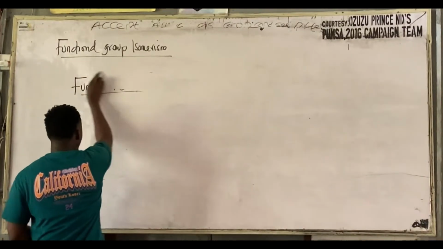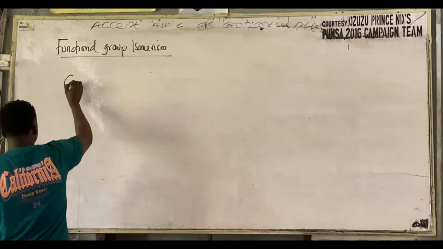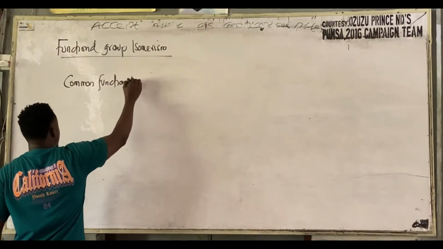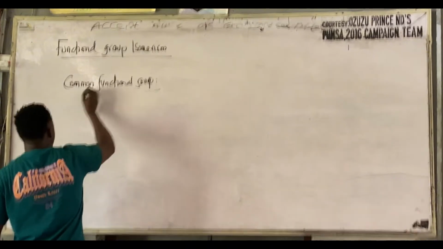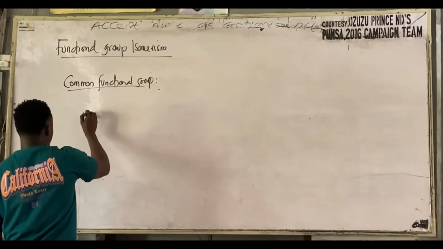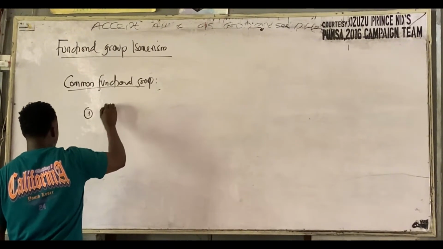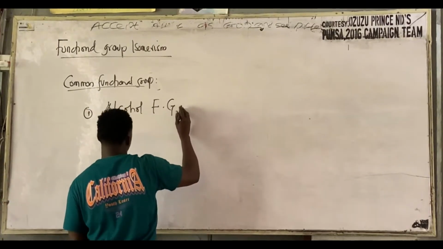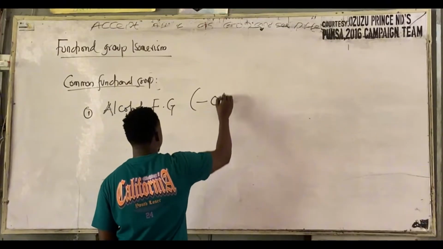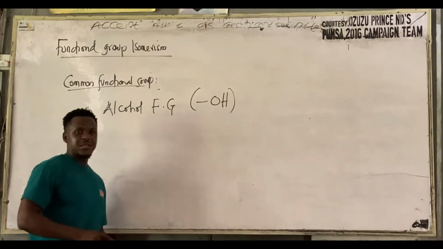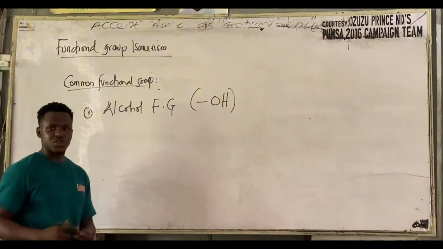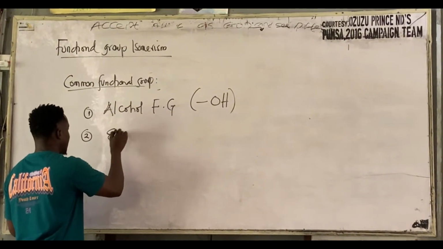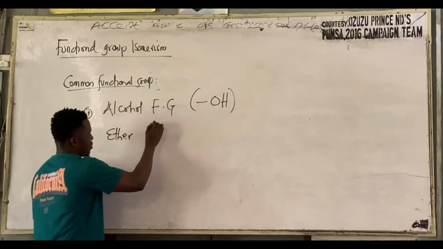Now, we have some common functional groups. We have the first one, the alcohol functional group, which is where the hydroxyl hydrogen is attached to the compound. We have the ether functional group.